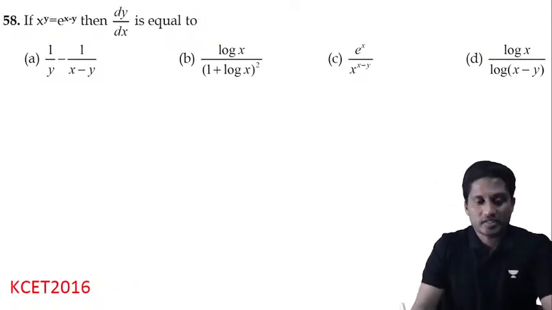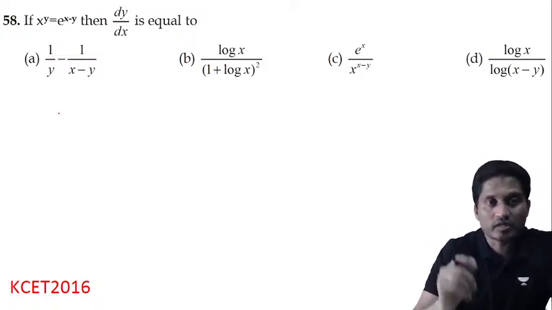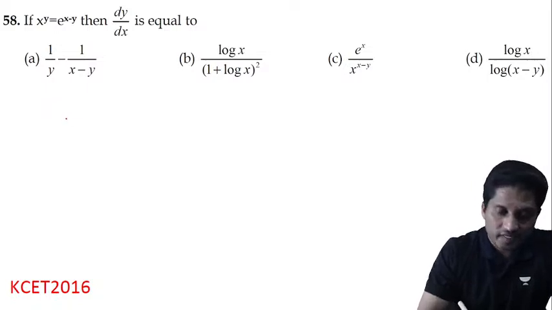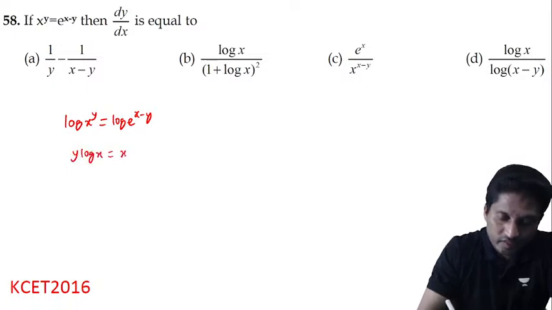If I take log on both the sides, it's an NCERT exemplar, sorry, worked out example question. If I take log on both the sides, log of x to the power of y is equal to log of e to the power of x minus y. Y into log x is equal to x minus y into log e. Log e is 1. Y into log x is equal to x minus y.